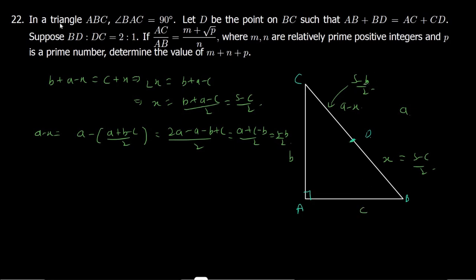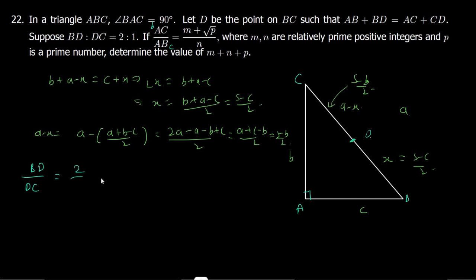Now what else is given? We have been given that BD ratio DC is 2 ratio 1. And we also know that BD ratio DC is nothing but s minus c upon s minus b. So let me make that BD upon DC equals. And why don't we write everything in terms of purely a, b and c? AC small b and AB small c. So we are going to eliminate s from the equation.